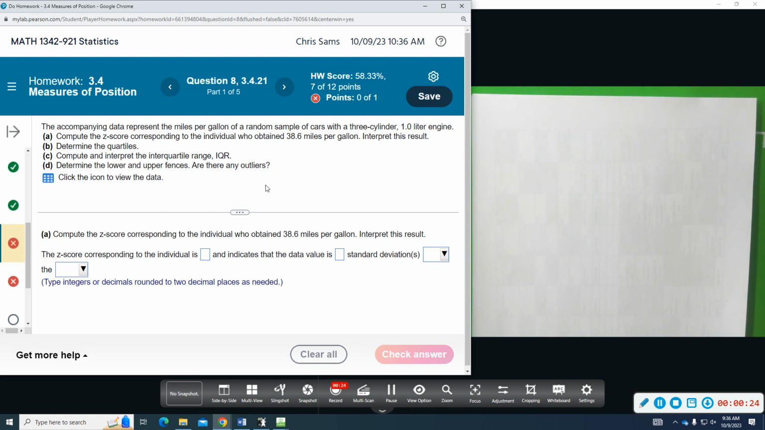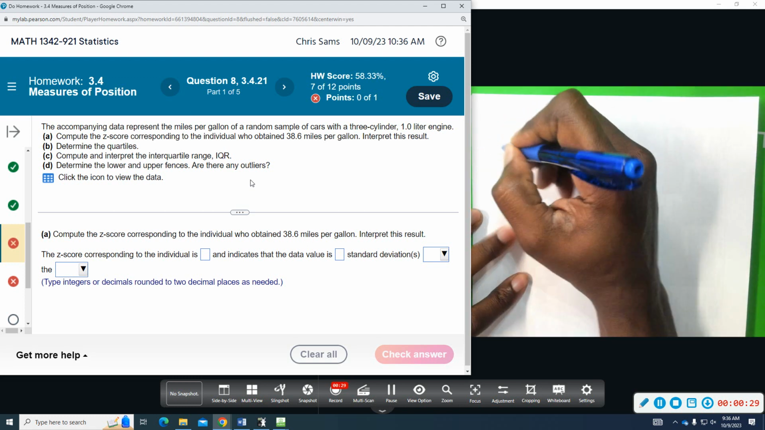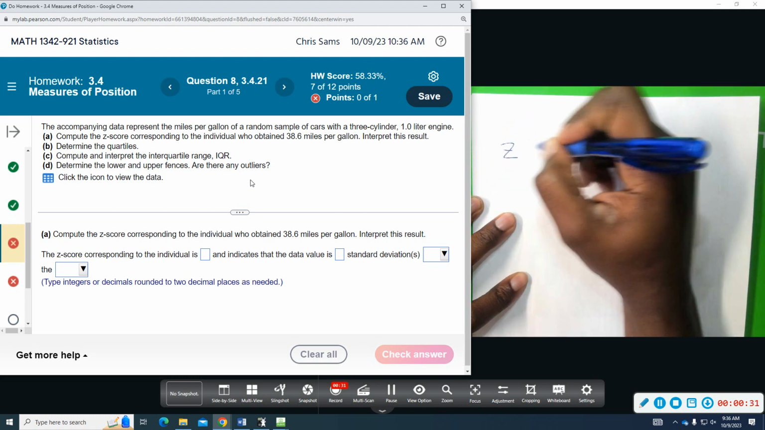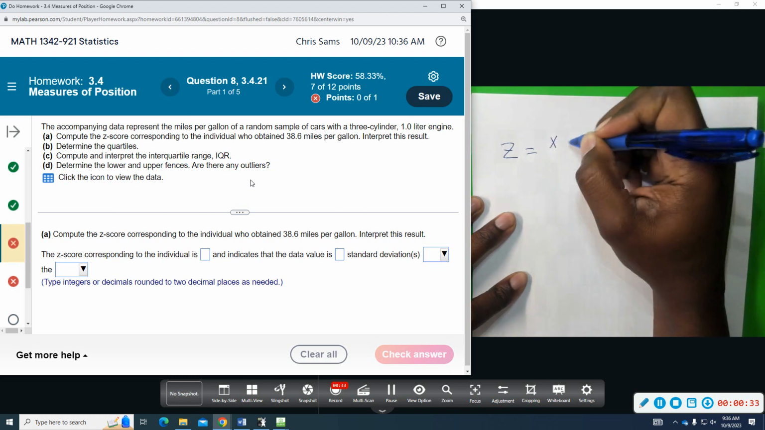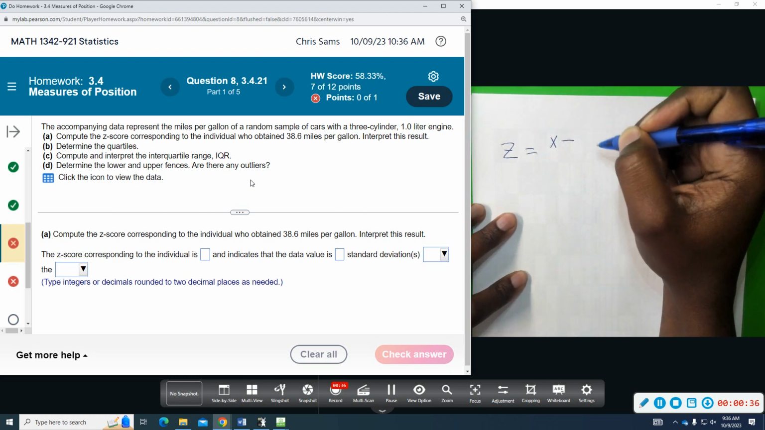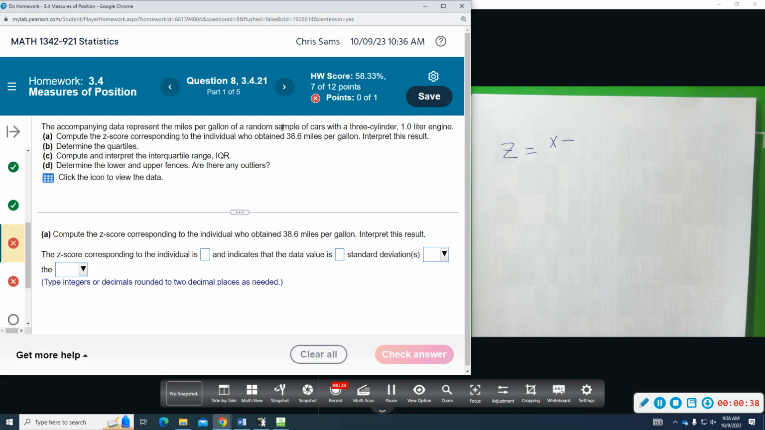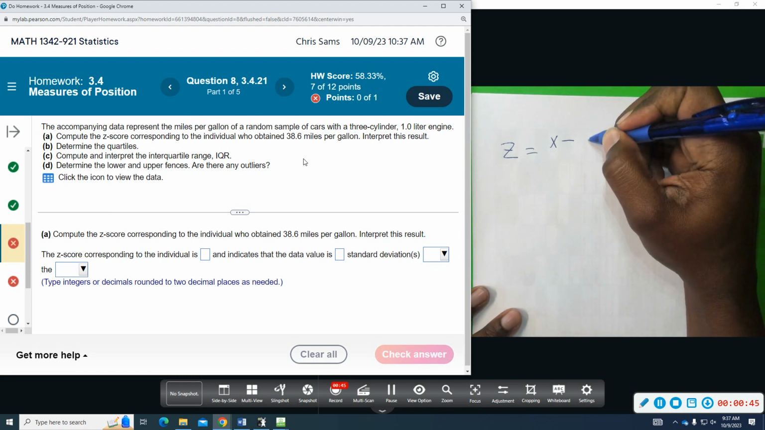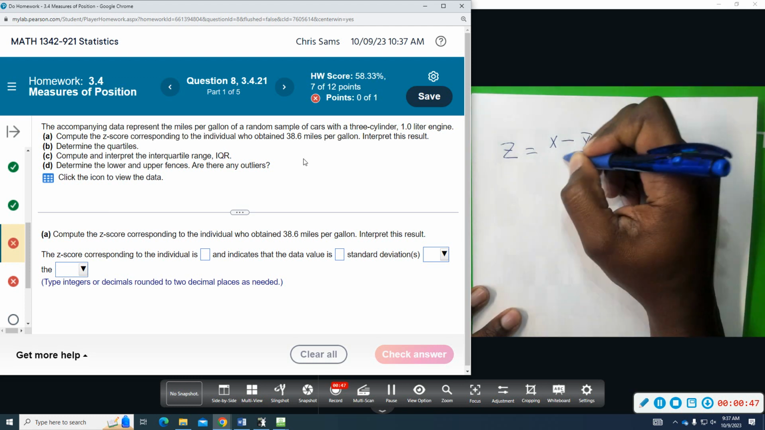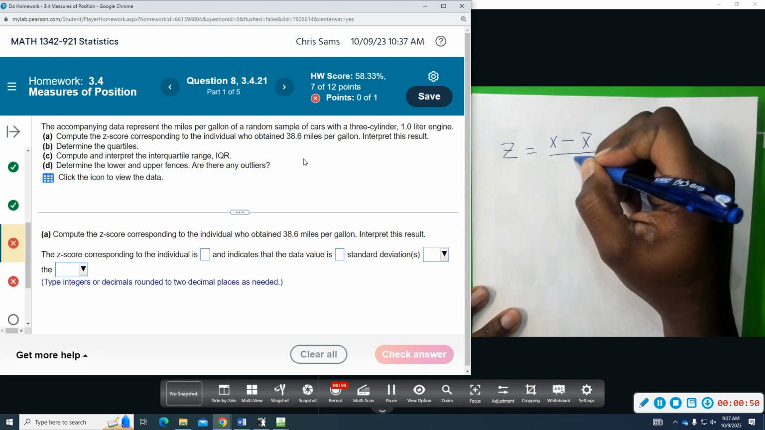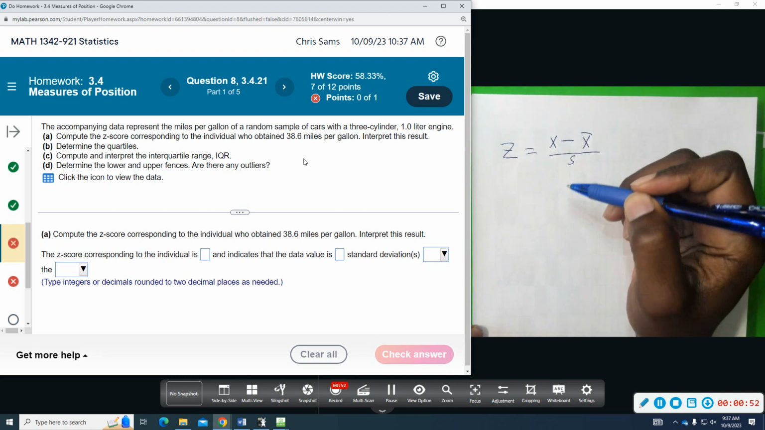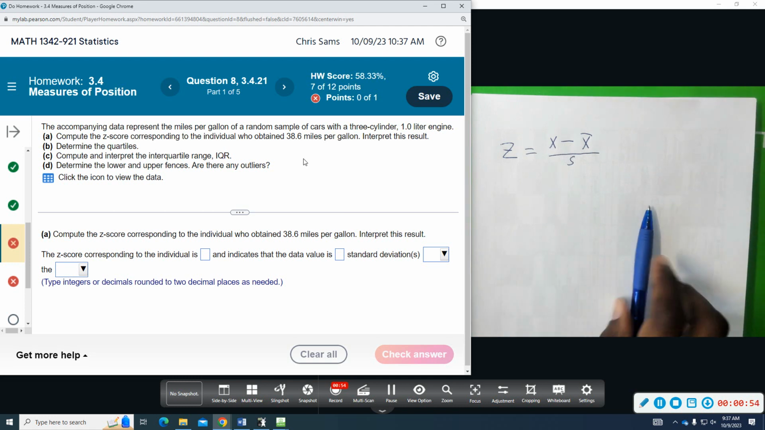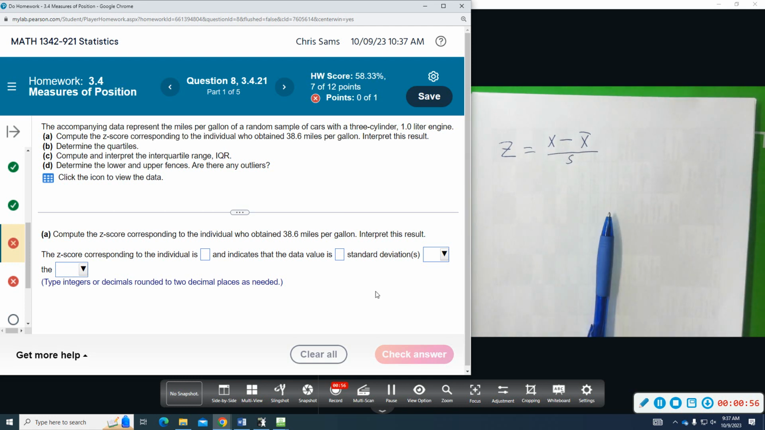outliers. So in order to compute the z-score, we need the z-score formula, which is z equals x minus the mean. Now, they tell us a random sample, so since we're dealing with a sample, we want to use the sample mean and the sample standard deviation. So we'll be dividing by S. And in order to compute the mean and standard deviations, we're going to use technology.